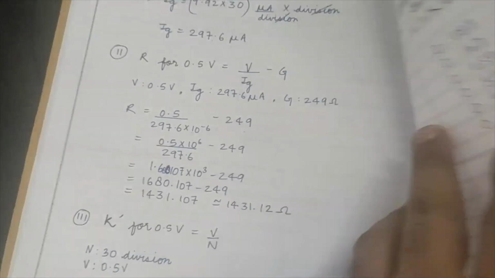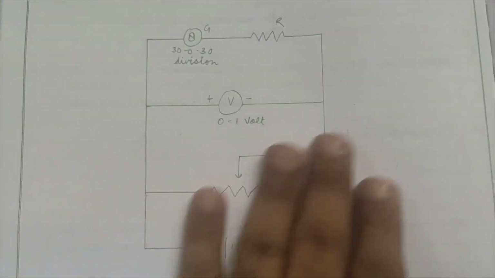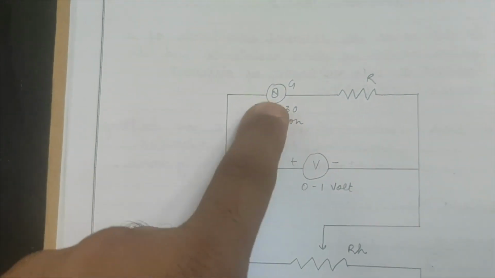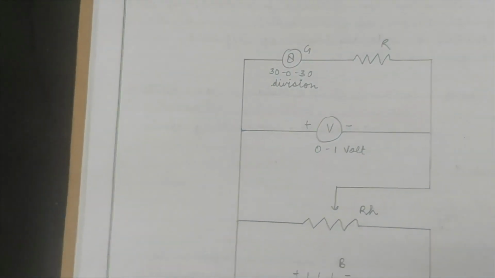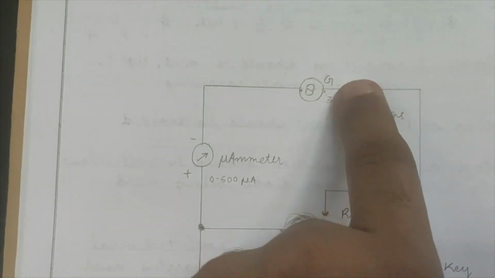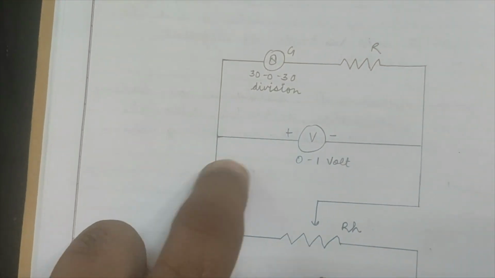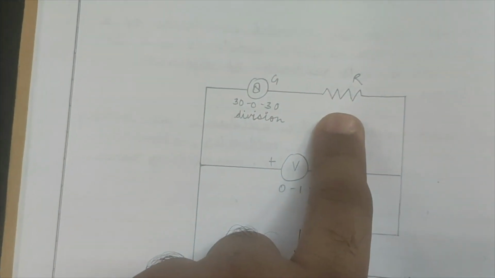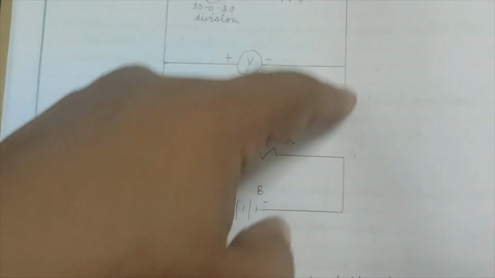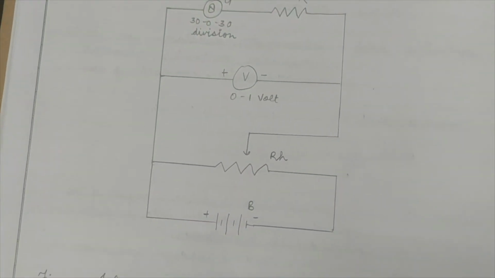Now let us make the circuit diagram for converting the galvanometer into a voltmeter. Earlier we had this galvanometer and micrometer at this place, if you remember. Now there is a series resistance here and the voltmeter in parallel. The micrometer is not there, but I have a series resistance here and a voltmeter connected in parallel. The lower circuit remains the same. So let's make this circuit again.